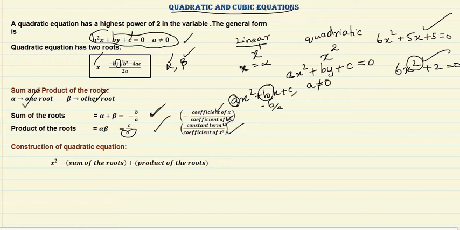And at last, the construction of a quadratic equation. Suppose you know the sum of the roots and the product of the roots. You can easily construct the quadratic equation using this formula: x square minus sum of the roots times x plus product of the roots is equal to 0. Understood? I repeat, the quadratic equation has the highest power of 2 in a variable, and it has two roots, and the sum and the product of the roots are minus b by a and c by a respectively. And if you know the sum and product of the roots, you can easily construct a quadratic equation.